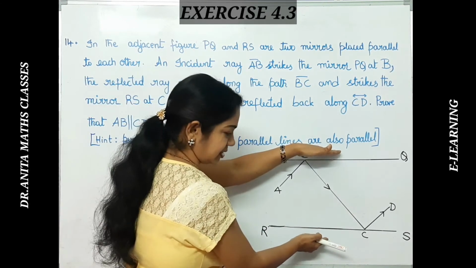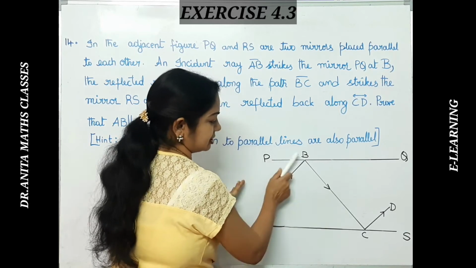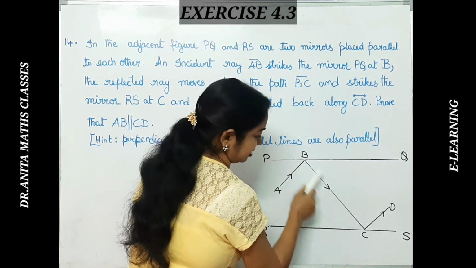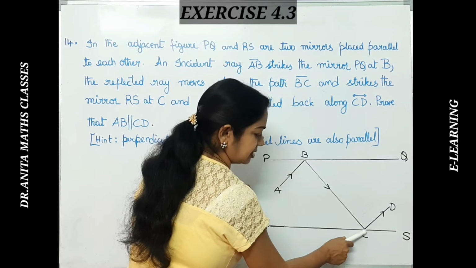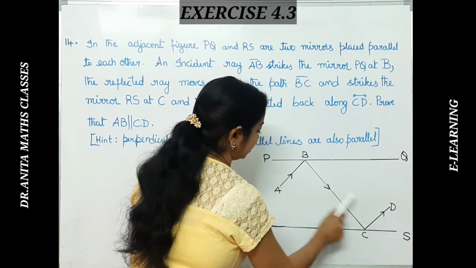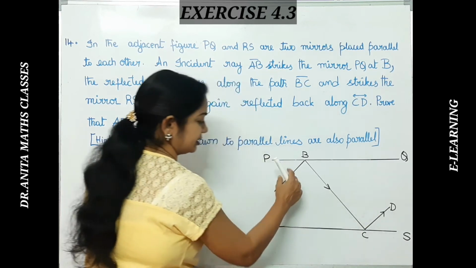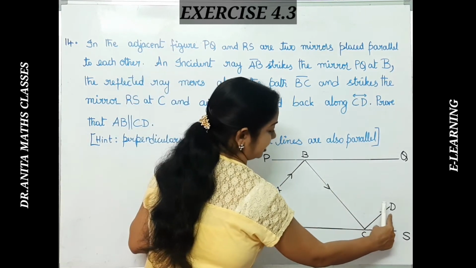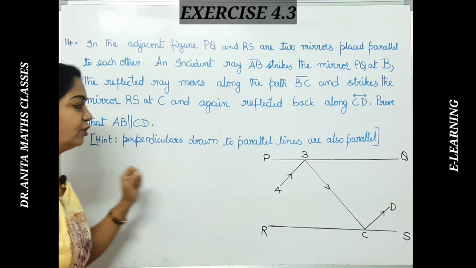Here these two are mirrors. This is the light ray, the incident ray. This is passing, this is the reflected ray. Again this touches the mirror and again it is reflected back. Here we need to prove that these two rays of light, AB and CD, are parallel. We have to prove it.